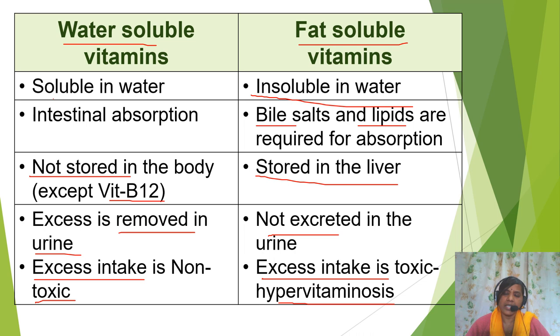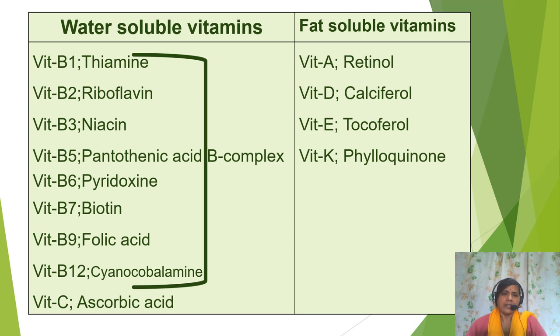So, these are the groups of water-soluble and fat-soluble vitamins. In water-soluble vitamins, we have vitamin B1, B2, B3, B5, B6, B7, B9 and B12. Together, they are all called B-complex vitamins. This water-soluble group also includes vitamin C. Then, in fat-soluble vitamins, we have vitamin A, vitamin D, E and K.